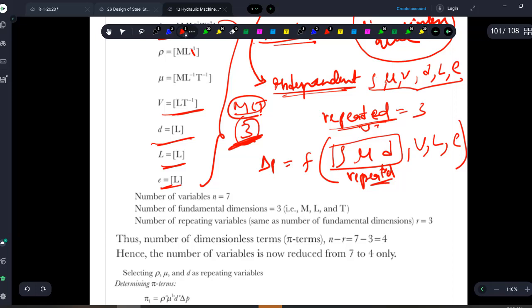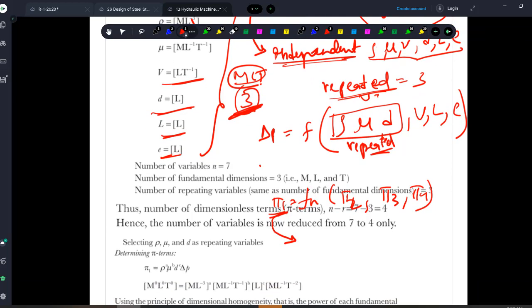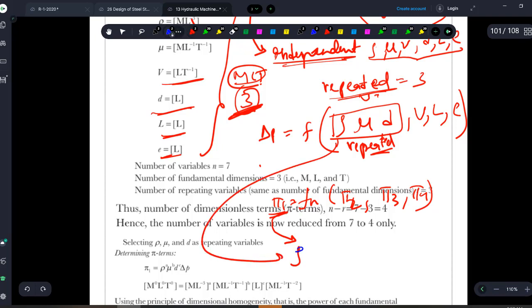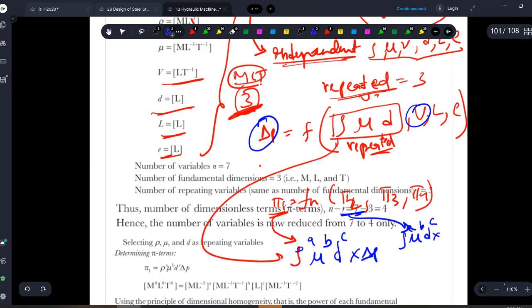So here I had written pi 1 is equal to a function of pi 2, pi 3, pi 4, something like that, right? So my pi 1 will be a dimensionless quantity. I hope you remember, right? So that is nothing but the repeated quantities, so I am writing rho to the power of some a, mu to the power of some b, d to the power of some c, into this delta p. Similarly, my pi 2 will be rho to the power of a, mu to the power of b, d to the power of c, into whatever terms are left, v.